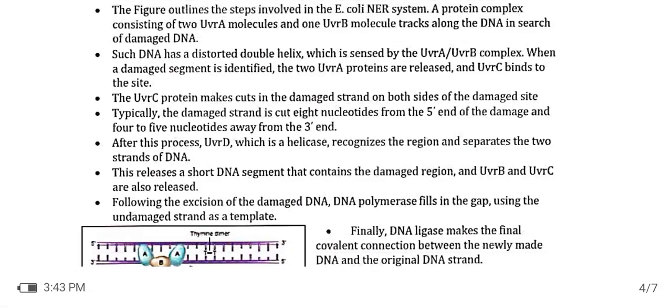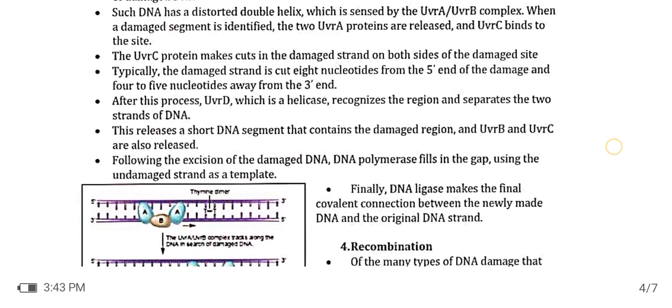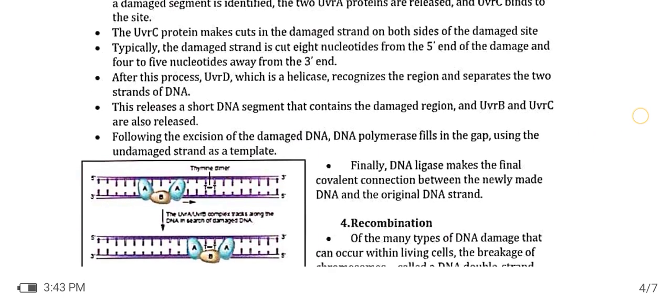Typically, the damaged strand is cut 8 nucleotides from the 5' end of the damage and 4 to 5 nucleotides away from the 3' end. After this process, UvrD, which is a helicase, recognizes the region and separates the two strands of DNA. This releases a short DNA segment that contains the damaged region, and UvrB and UvrC are also released. Following the excision of damaged DNA, DNA polymerase fills in the gap using the undamaged strand as a template. Finally, DNA ligase makes the final covalent connection between the newly made DNA and the original DNA strand.